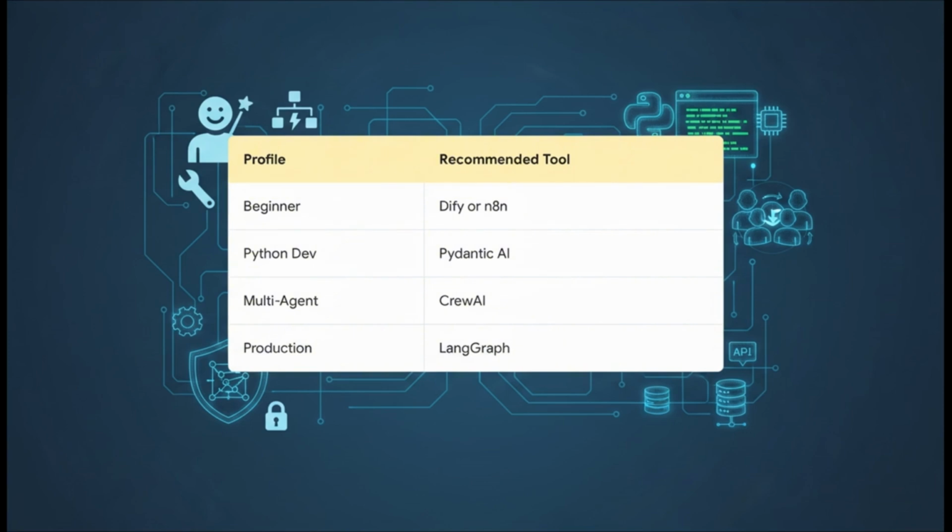If you want to learn or demonstrate how multiple agents collaborate together, CrewAI is absolutely your best bet. And finally, if you are building complex, fail-safe production systems, you need to be looking straight at LangGraph or the Microsoft Agent Framework. Pick the right tool for your specific goal, and you literally eliminate half the friction.